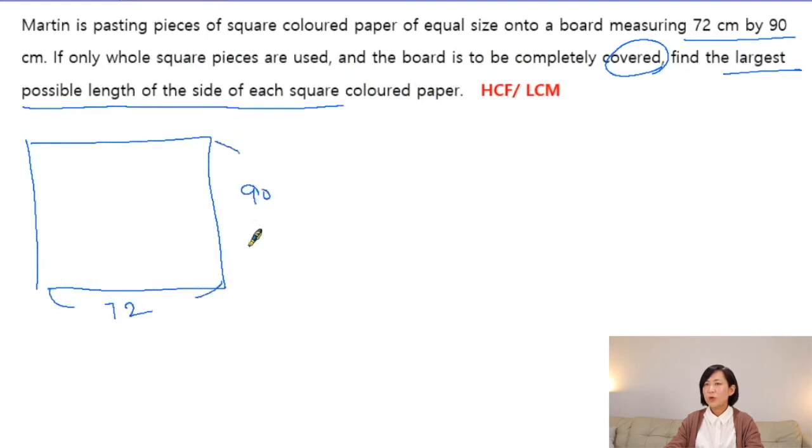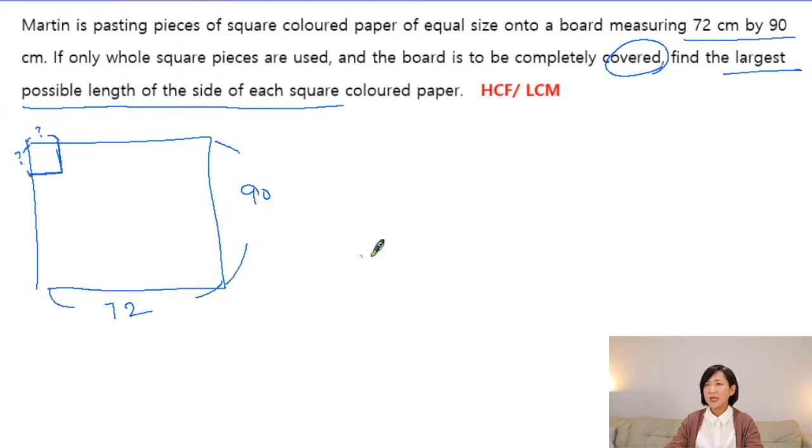Then what we're going to do is cover the board with the square colored paper. The square means all the sides are equal. So if the length is x, that means the width is x. But we don't know the size, right? So all we need to do is find the size of the one square.